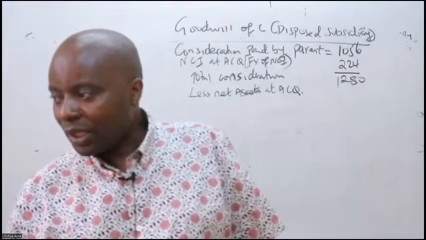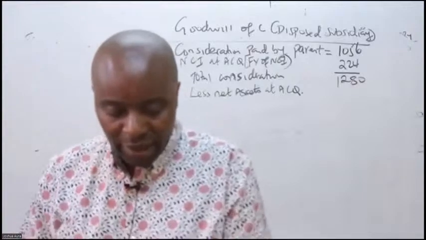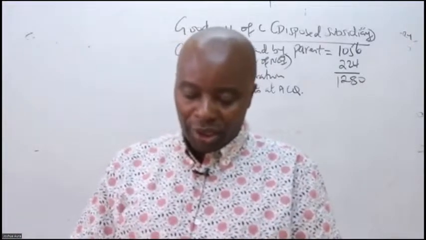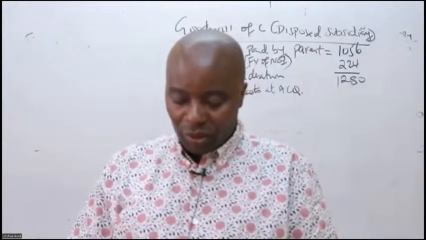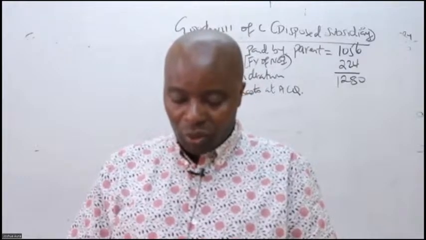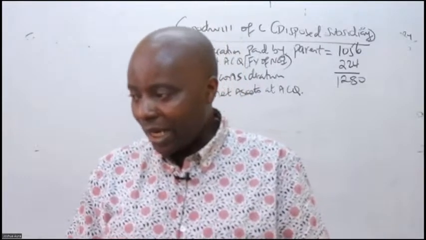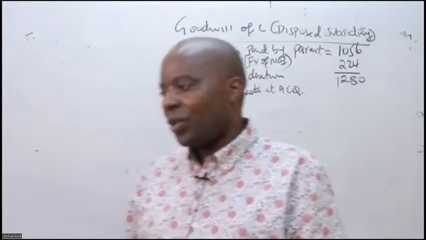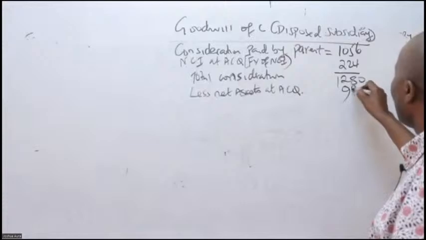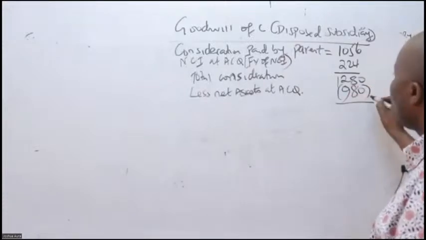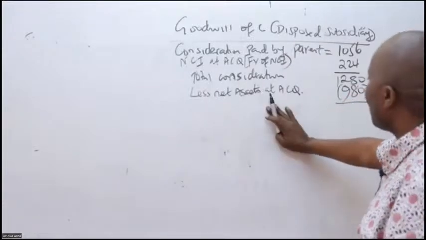So the net assets of the subsidiary at acquisition, is there anybody who is able to see those net assets? Net assets at acquisition, what do we have there, somebody? 980. David, I can't see you yet. Less net assets at acquisition, 980.